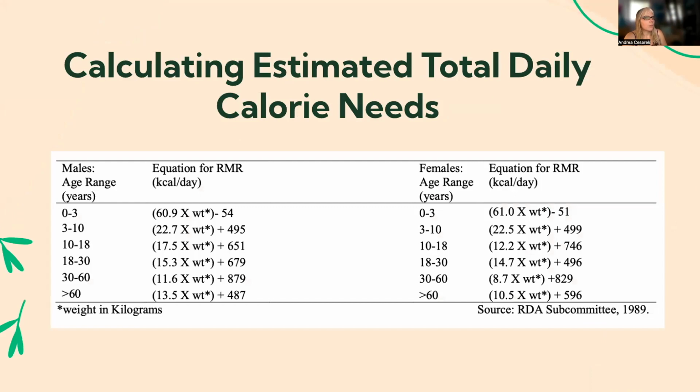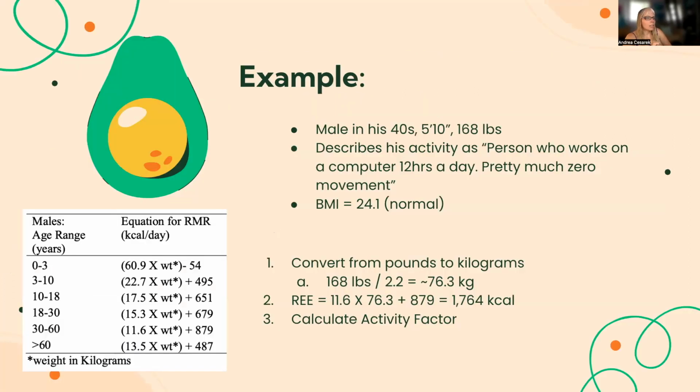There's a lot of different formulas for this, and I tried to find a very simple one that anybody with a very basic level of math should be able to do. The weight is going to be measured in kilograms. So this is a male in his 40s. He's 5'10", 168 pounds. He describes himself as a person who works on a computer 12 hours a day, pretty much zero movement. But his BMI is 24.1, which is considered normal.